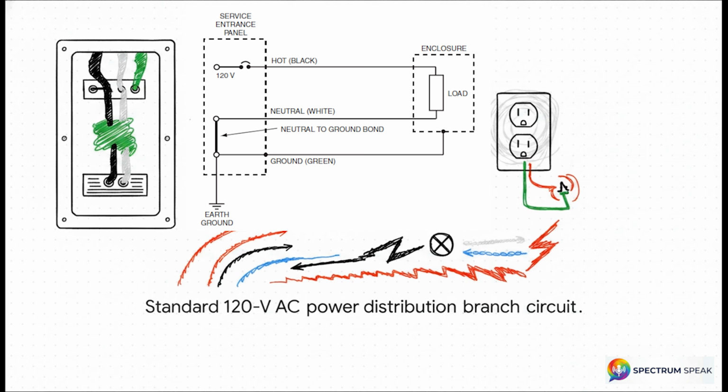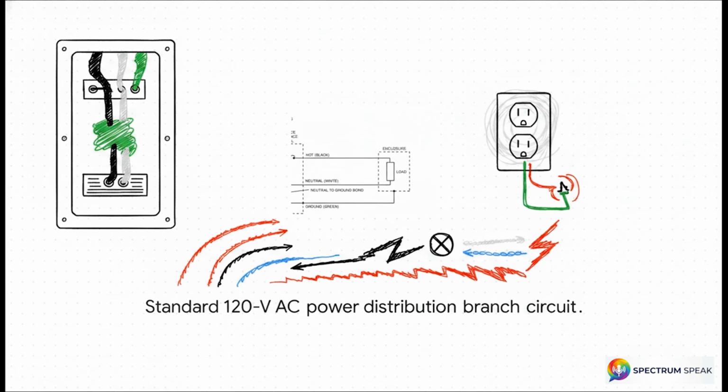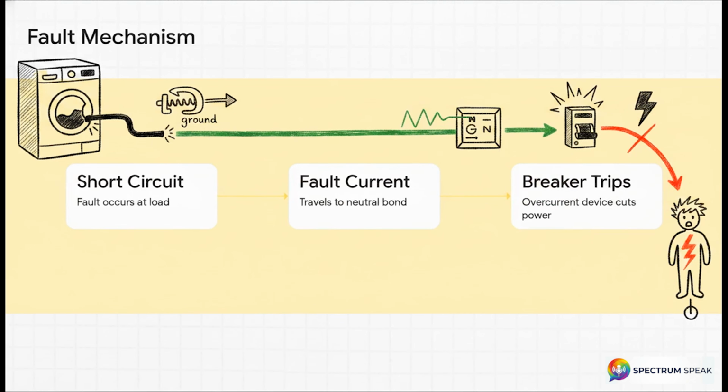Now look really closely at the service entrance panel on the left. Notice how the neutral and the ground are connected together at one and only one point in the entire system? That is absolutely crucial. To do otherwise would allow normal load current to return on the green ground wire, which creates a dangerous voltage drop. The only time that green ground wire should ever carry current is during a fault condition. And here is exactly how that fault mechanism works.